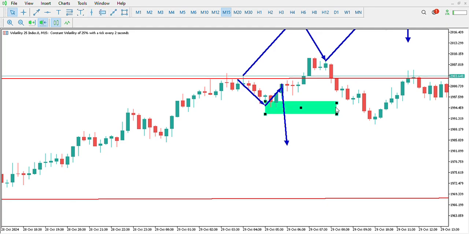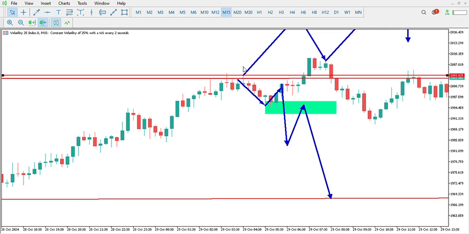So here will be my breaker block. I'll wait for the market to come back to this point and I'll start selling this market up to the previous day's low here. This will be my take profit, and my stop loss will be here, above the previous day's high. This is the best entry confirmation model that can make you $1 million per day if you have nice capital.